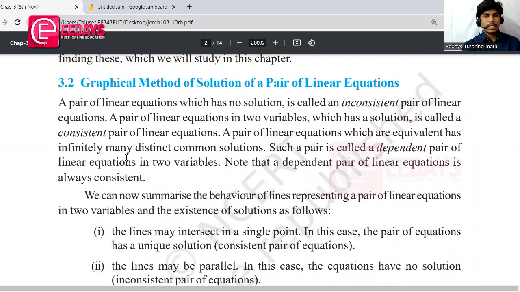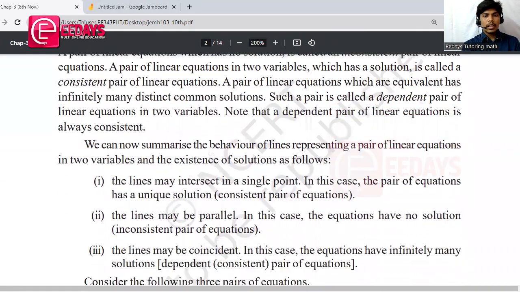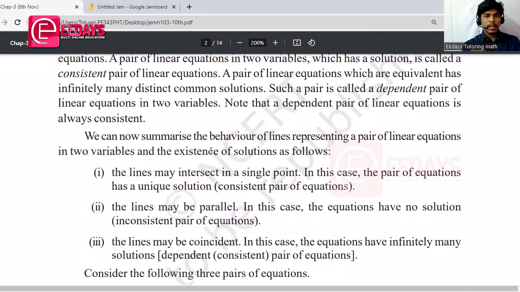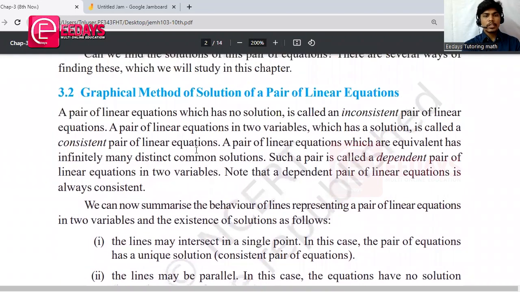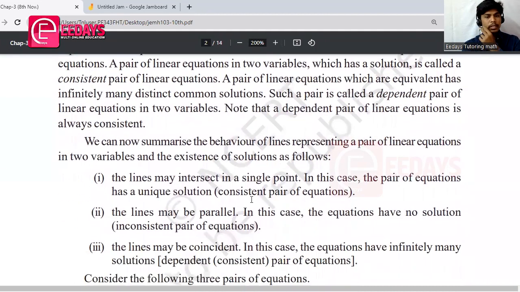A pair of linear equations has infinitely many solutions, both graphically and algebraically. Note that a dependent pair is one that has common solutions. We call it a dependent pair of linear equations in two variables. So here are the points.